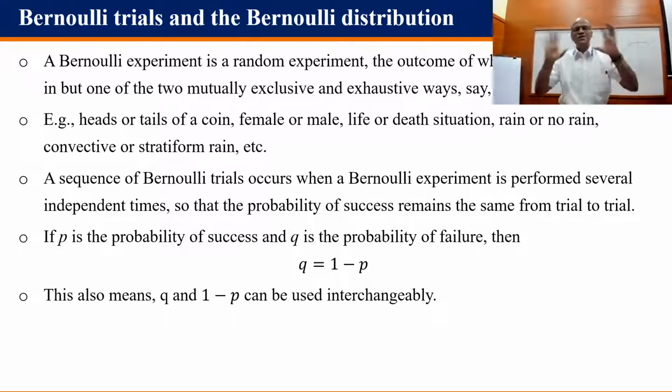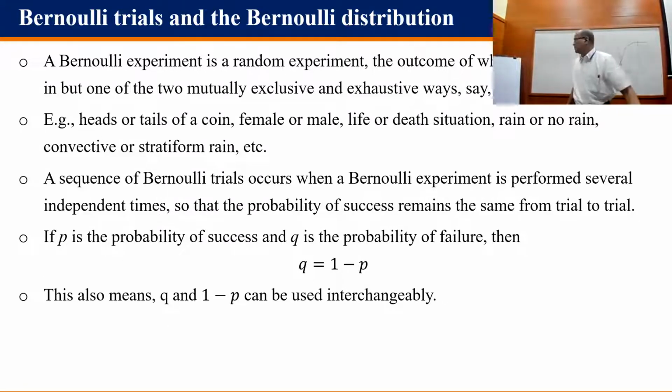All right. What is a Bernoulli experiment? The Bernoulli experiment is a random experiment, the outcome of which may be classified in but one of the 2 mutually exclusive events, say success or failure. Example: heads or tail, female or male, life or death, rain or no rain, convective or stratiform rain, etc. A sequence of Bernoulli trials occurs when a Bernoulli experiment is performed several independent times, so that the probability of success remains the same from trial to trial.